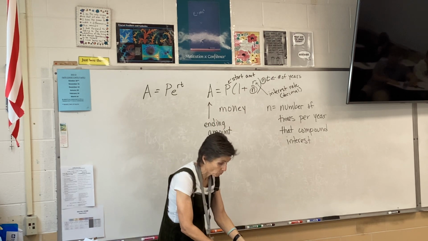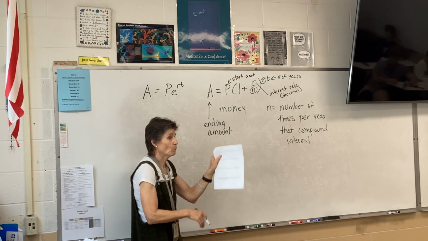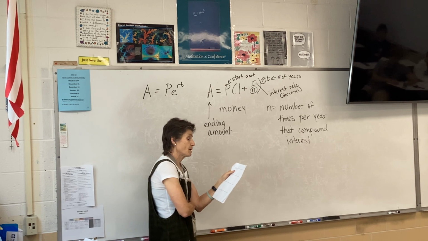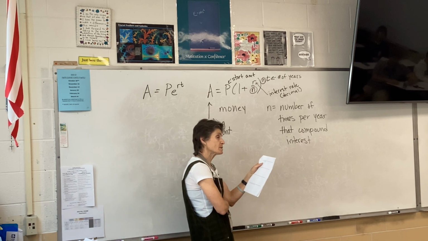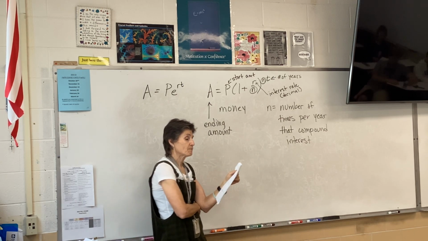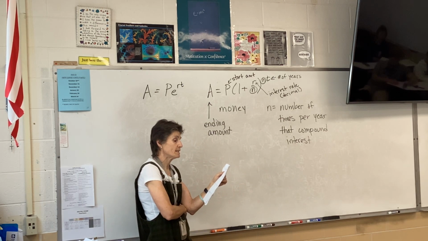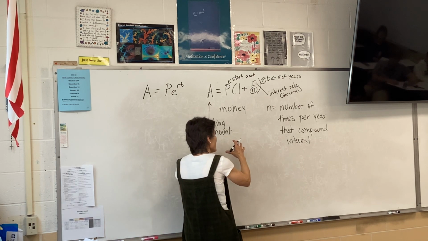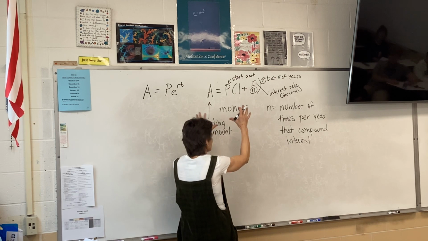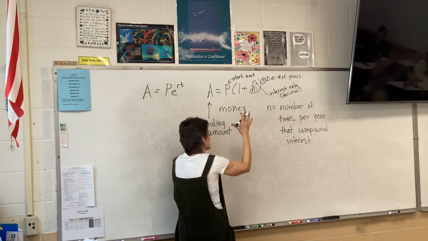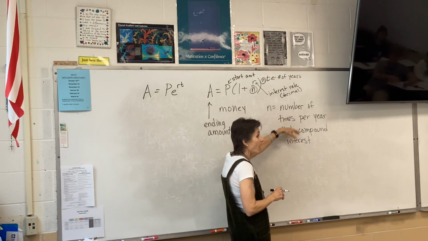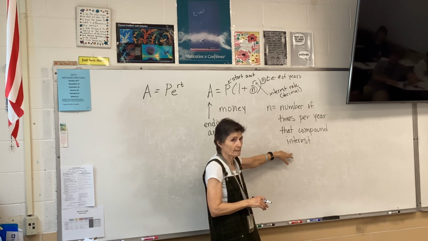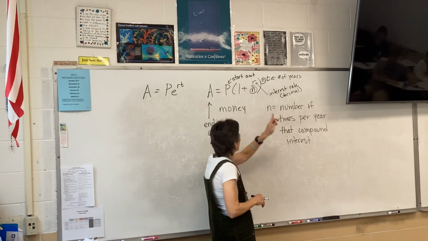Let's look at problem number 1 on page 30. How long will it take for an investment of $1,000 to double if the bank pays 2.5% interest compounded quarterly? Now, that compounded quarterly tells me this is my formula, because this formula talks about compounding a certain number of times a year. What does quarterly mean? 4 times a year. So N is gonna be 4.